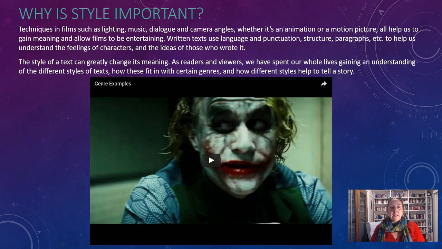And that's important for us because it can greatly change the meaning of a text depending on what style is used. So as readers and viewers, you guys have been spending your whole life watching films, reading books, going on your iPad, looking at websites and all sorts of different things. And so you have this knowledge already of what style fits certain different text types and how composers, maybe directors, use different styles. So you already kind of know it. It's just that at school we now have to draw it out and make sure you really understand how it works.